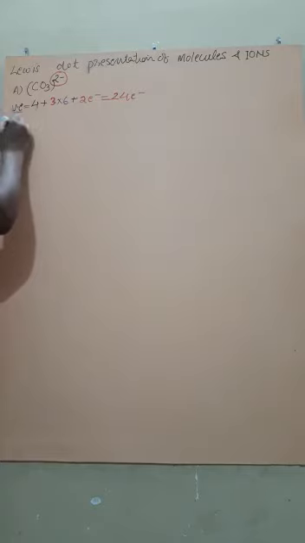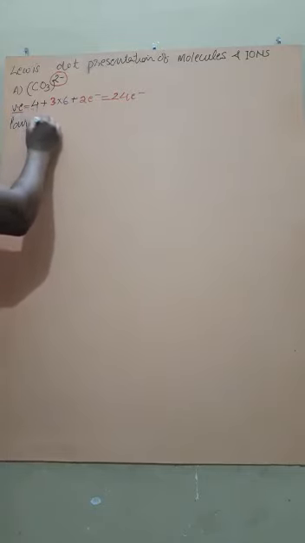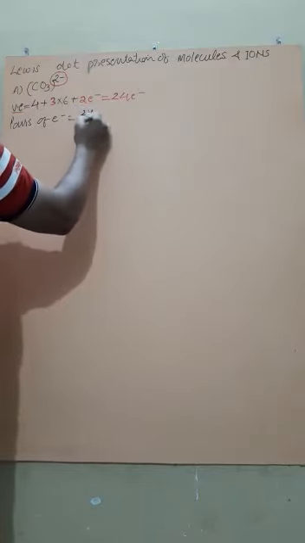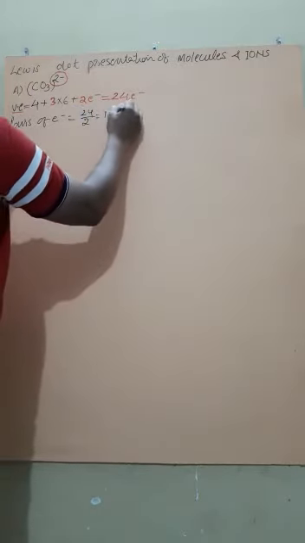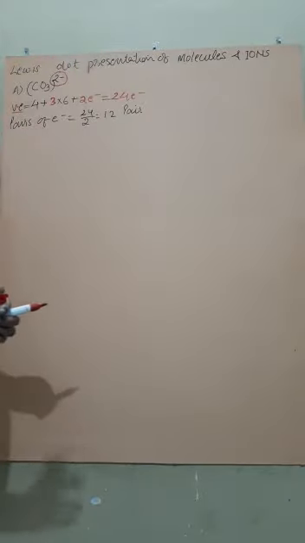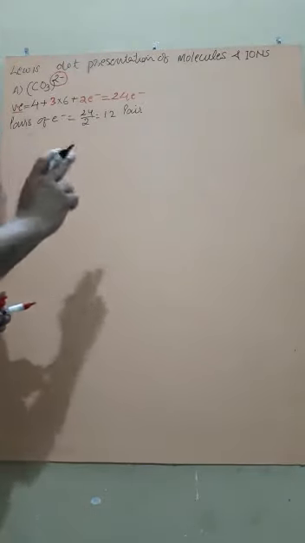Now pairs of electrons. The second one is pairs of electrons. So 24 divided by 2 is equal to 12 pairs. Isn't it? That is, it consists of a total of 12 pairs.